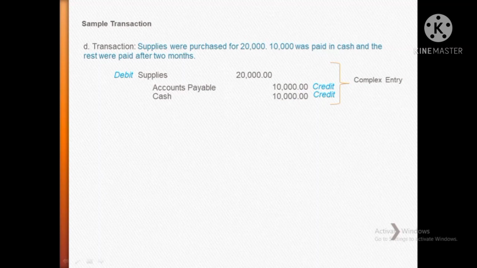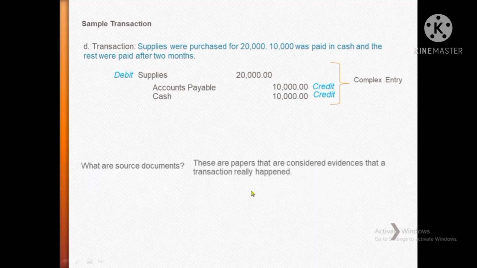Guys, before we go further, I would like to tell you that the data for the transaction, like for example in this, we have 20,000, the amount of the supplies, as well as the payment terms, are found on the source documents. So what are these source documents? These are actually papers that are considered evidences that a transaction really happened. Examples of which are the purchase order, sales invoices, and official receipts from your supplier, for example. So that's it for the source documents.